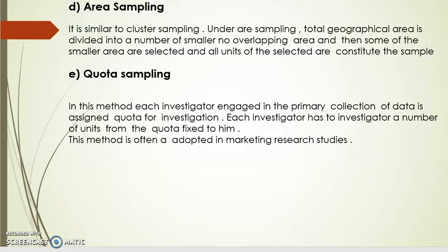Next is quota sampling. In this method, each investigator engaged in the primary collection of data is assigned a quota for investigation. Each investigator has to investigate a number of units from the quota fixed for him. This method is often adopted in marketing research studies.